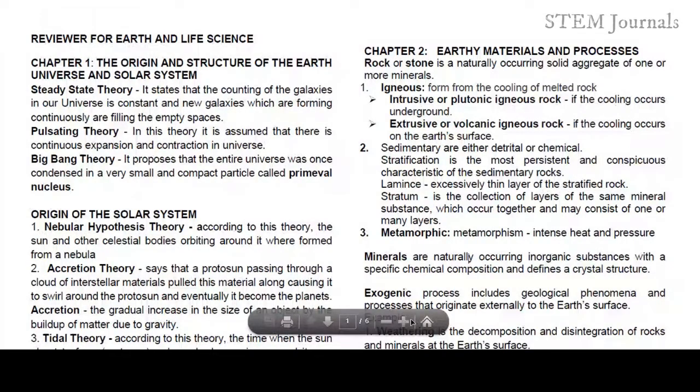Neptune, Saturn po. Neptune and Saturn. Okay, so we have four. So aside from that four, Jupiter and Mars po. Jupiter and Mars. So we have six. Earth, tsaka Neptune. Nasabi na po ba yung Neptune?